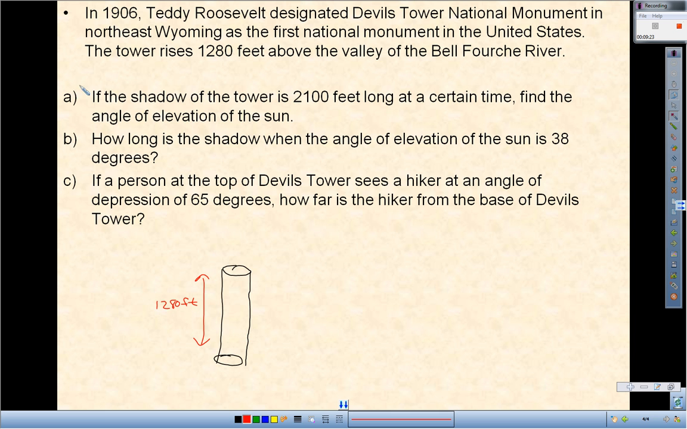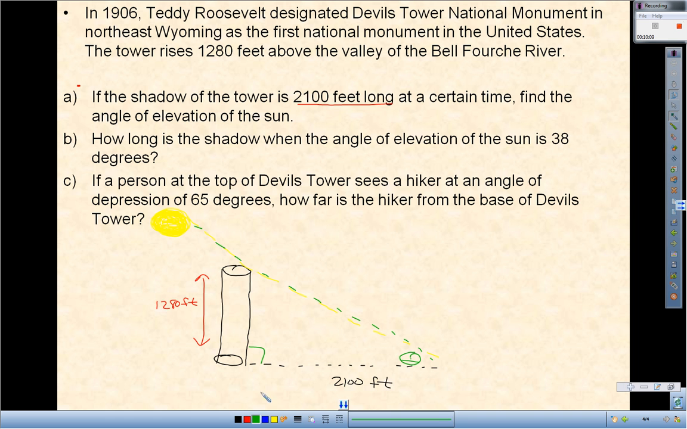All right, let's look at part A. It says if the shadow of the tower is 2,100 feet long at a certain time. So if you can imagine, this tower is casting a shadow that is 2,100 feet long. And let's pretend that the sun, obviously, is up here. And so it's casting that shadow down. I know that's horrible to see, so let me try green instead. All right, it says find the angle of elevation of the sun. Well, the angle of elevation is going to be this angle right there, angle of elevation to the sun.